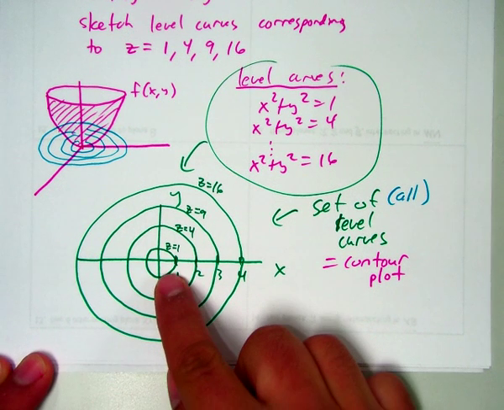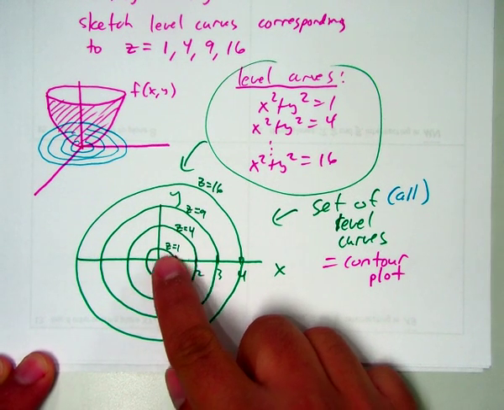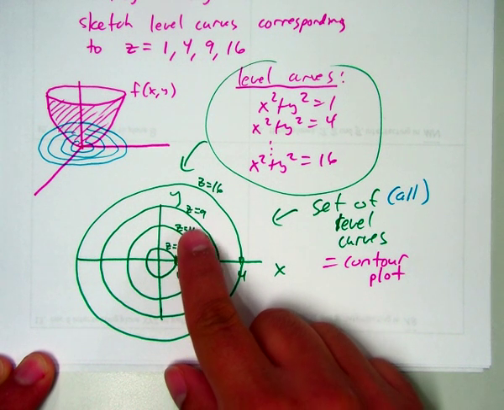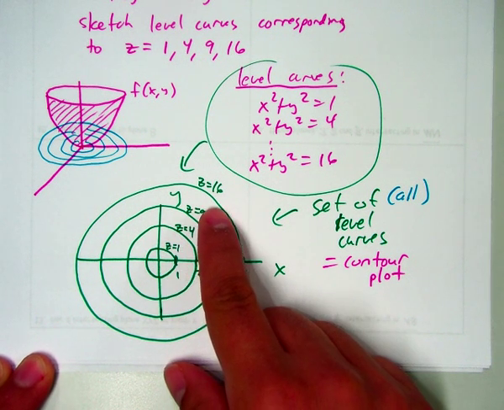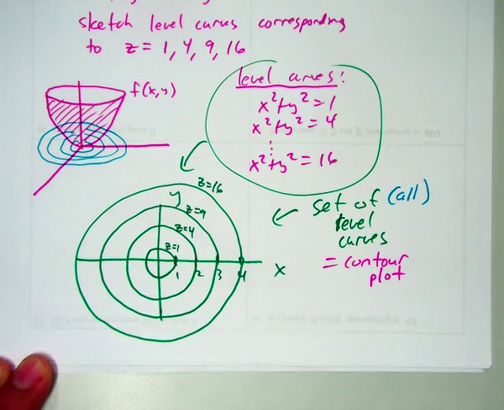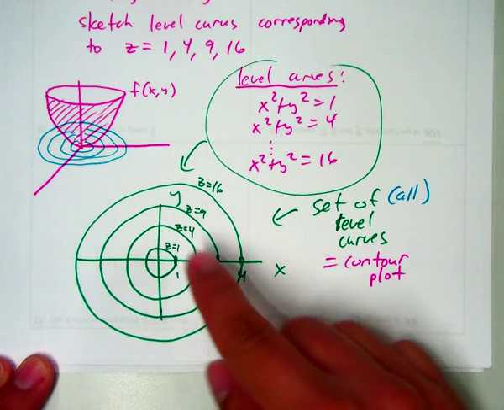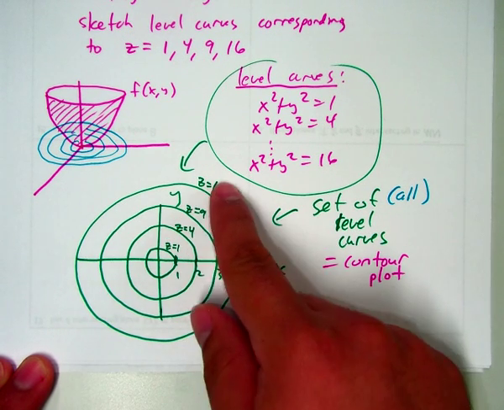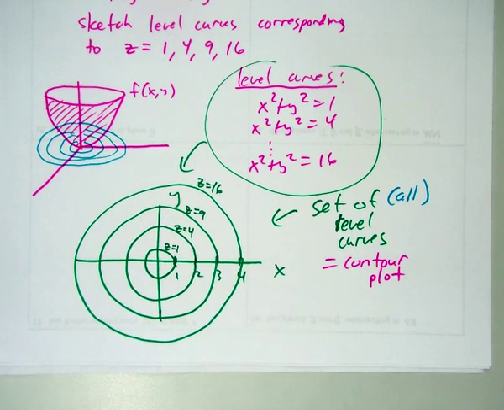If you're on the circle, what's the height? 1. If you're traveling outward, what's going to happen to your height? It's higher. It's going to increase, right? This is what a contour plot does. This is how it's created. You just take slices of all the planes z equal to k, you project them all onto the xy plane, and you get some curves that have corresponding heights. Okay? Does this make sense?